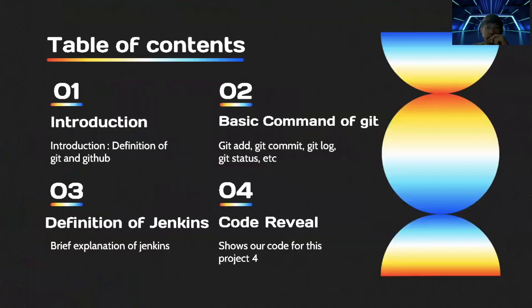Okay, we have 4 table of contents. The first is introduction. Definition of Git and GitHub. Next, basic commands of Git, which is git add, git commit, git log, git status, etc. Next, definition of Jenkins. Brief explanation of Jenkins, and the last one is code reveal. We will show our code for this project.